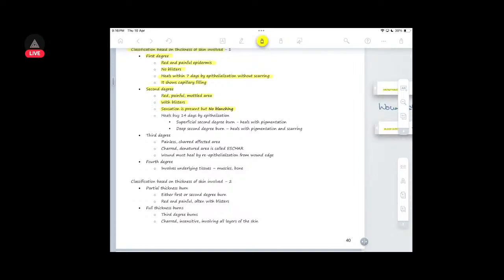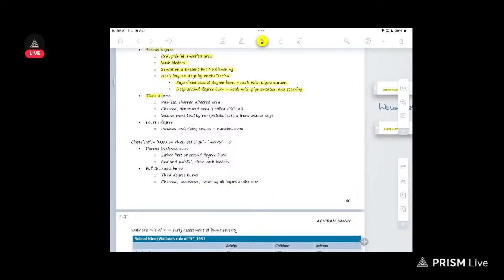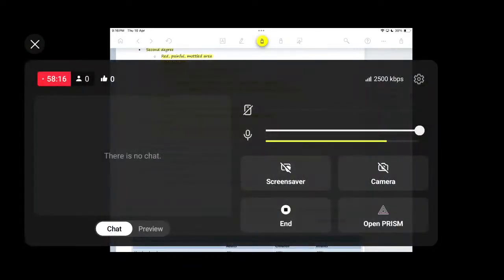Sensation is present but no blanching is seen. You heal by 14 days by epithelialization. Superficial second degree burn heals with pigmentation. Deep second degree burn heals with pigmentation and scarring. Then you have third degree burns, which are painless, charred affected areas. Charred, denatured area is called eschar, and the wound must be healed by re-epithelialization from the wound edge. Then fourth degree involves underlying tissue, which is muscles and bones. Okay, just a second.